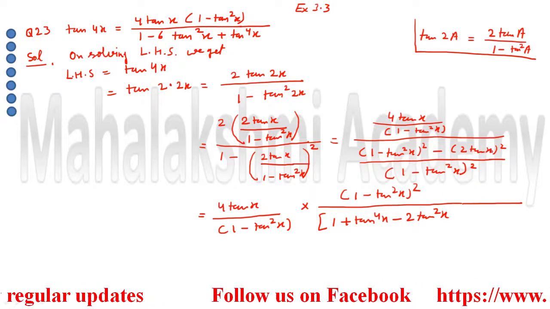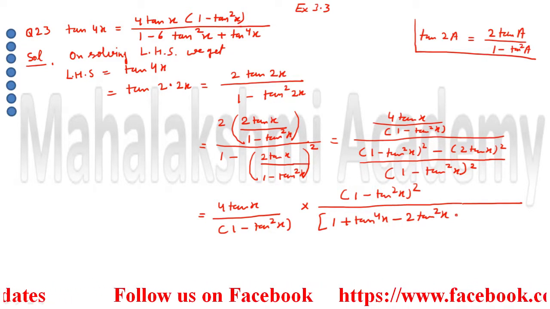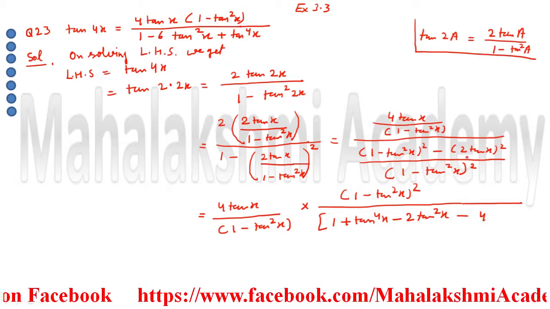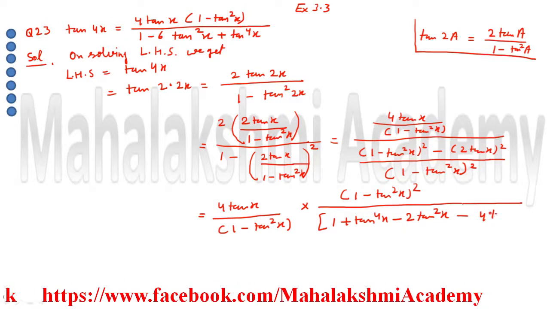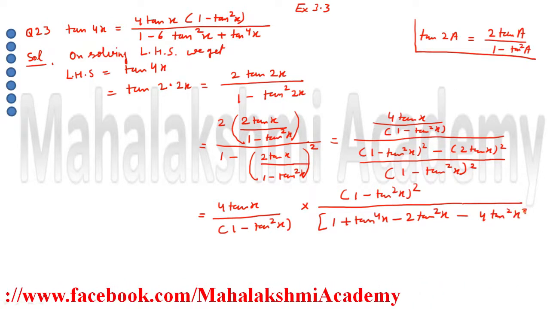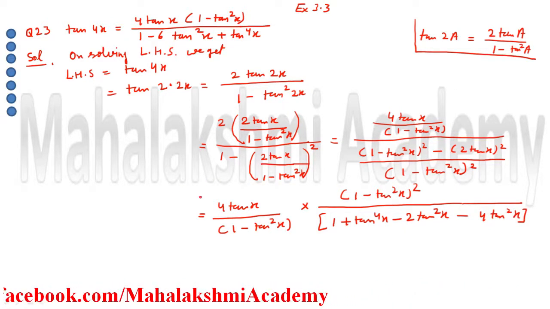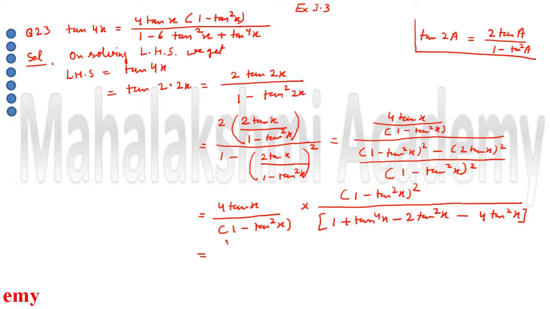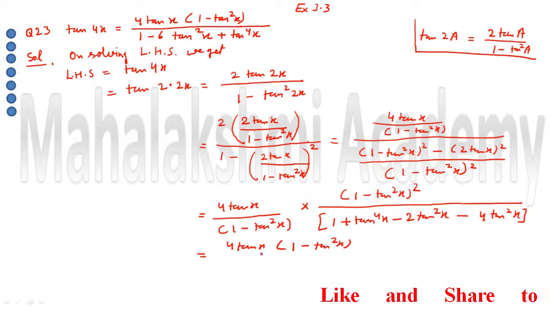Now we have to open this also. So when we open here, we will obtain 2 to the power 4, because we are doing the square. So 4 tan square x, and big bracket close. Now here this bracket and this 2 will cancel each other. So we are going to remain with 4 tan x and only one bracket, 1 minus tan square x, because this bracket and this bracket were cancelled.